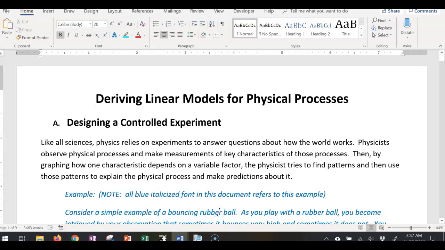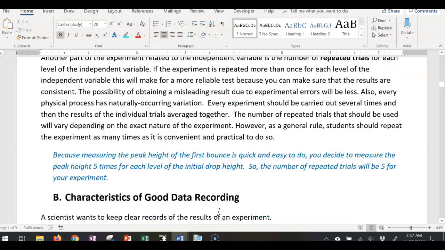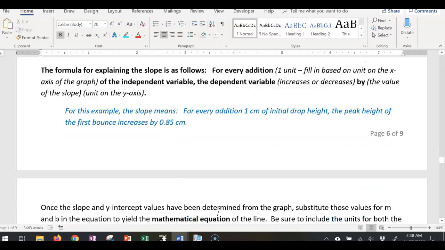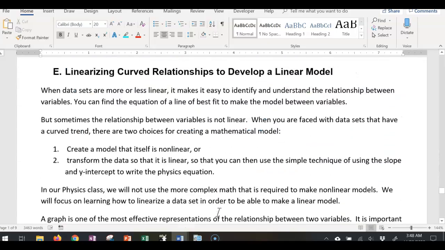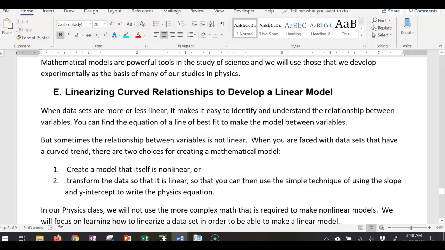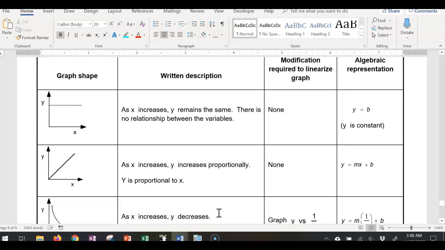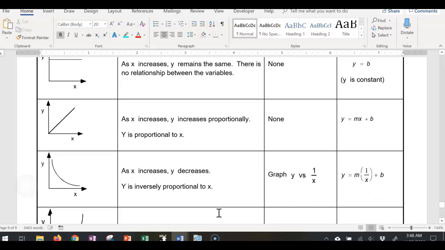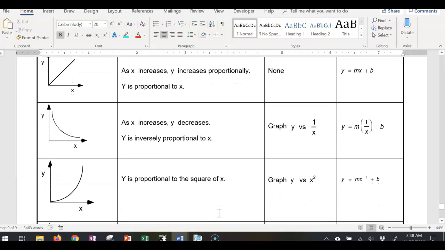This was the reading. This reading is found either in the Resources tab of PowerSchool. It is also found in the Unit 1 chapter under linear models. And so I'm going to go all the way down to section E, the last section of this document, because in section E it talked about how to linearize curved relationships. And in this section there's a table which shows us different shapes of graphs, and we need to find the one that corresponds to the graph that we just made.